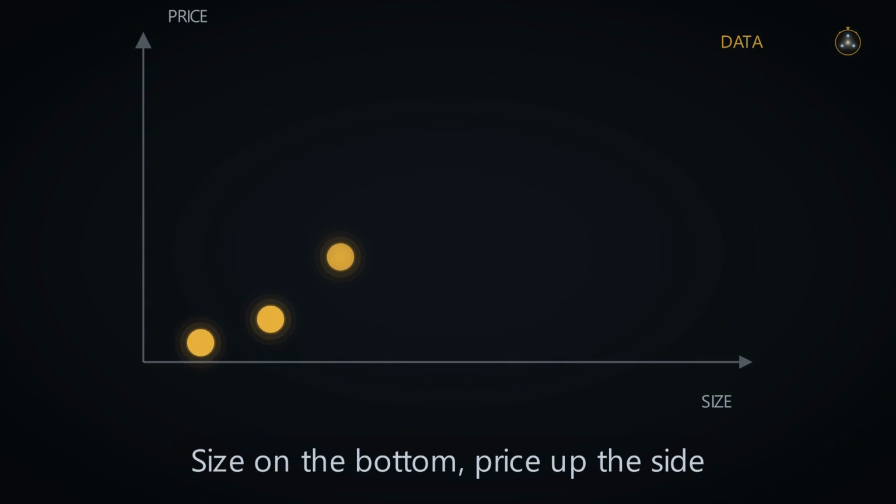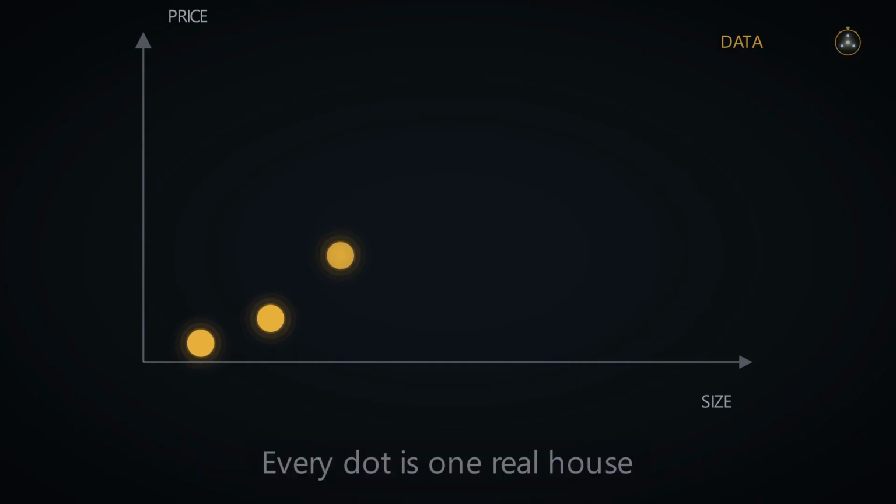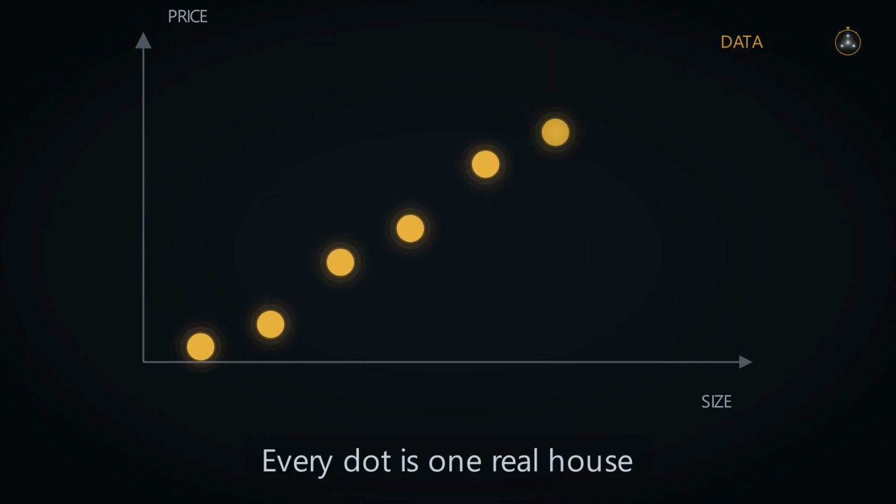Across the bottom, the size of a house. Up the side, its price. Now in come houses we have already sold. Every dot is one real house. How far right it lands is its size. How high it lands is its price. These are our training examples.